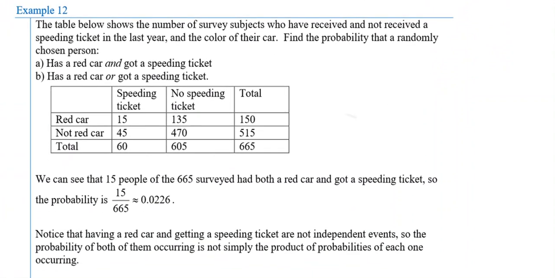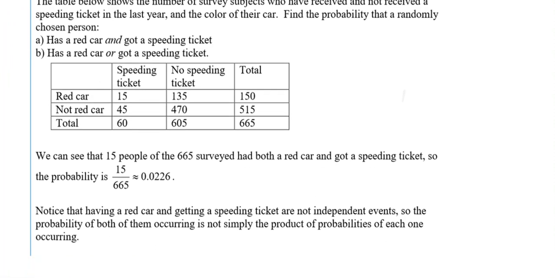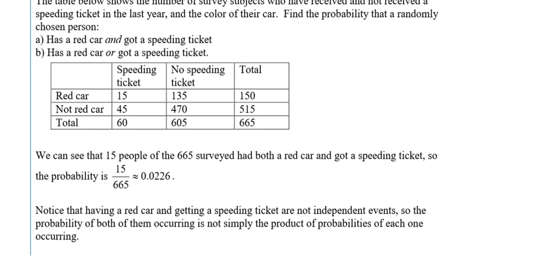All right, so let's look at one of these table examples. It says, the table below shows the number of survey subjects who have received and not received a speeding ticket in the last year and the color of their car. Find the probability that a randomly chosen person, A, has a red car and got a speeding ticket, and then B, has a red car or got a speeding ticket.